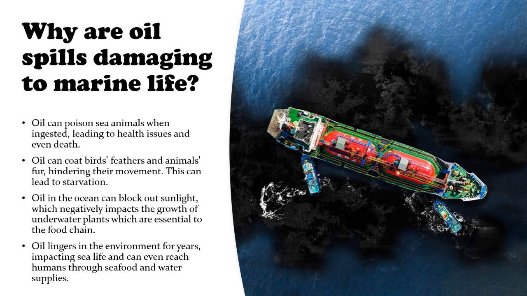It can also block oxygen from getting into the water, so fish and other creatures can suffocate. Oil also blocks sunlight, stopping algae and plants from growing, which are essential for the whole food chain and the ecosystem underwater. The oil can even stain the environment for years if left untreated, harming sea life and even reaching humans through seafood and the water table.